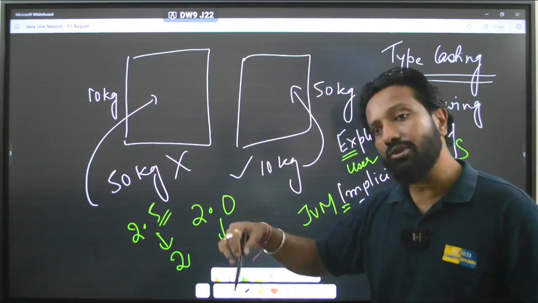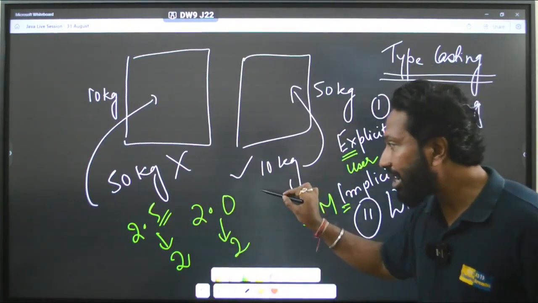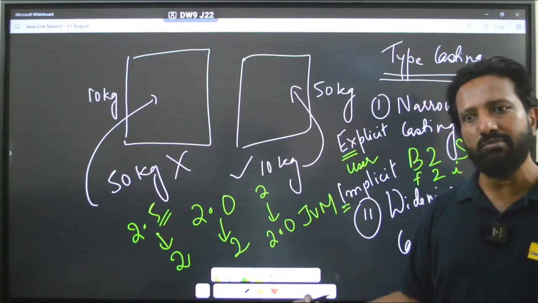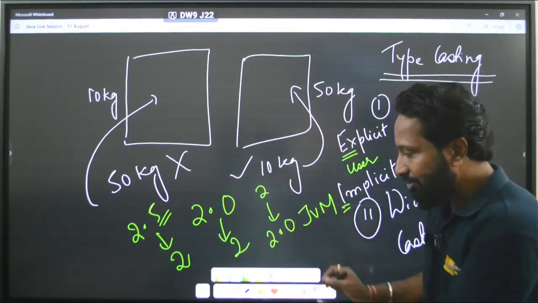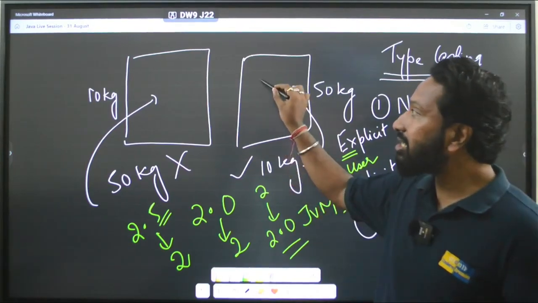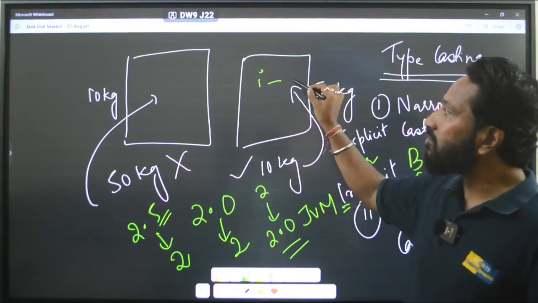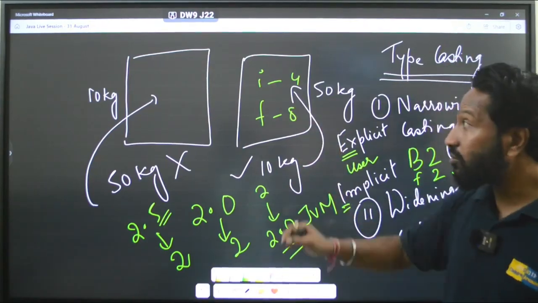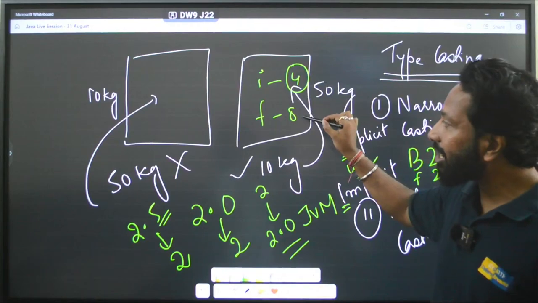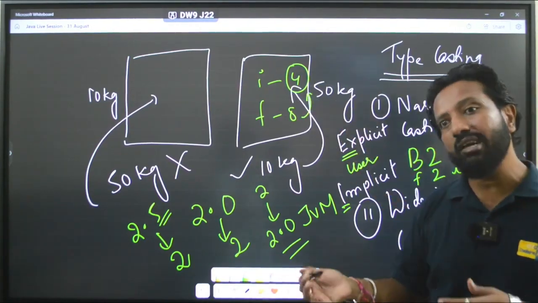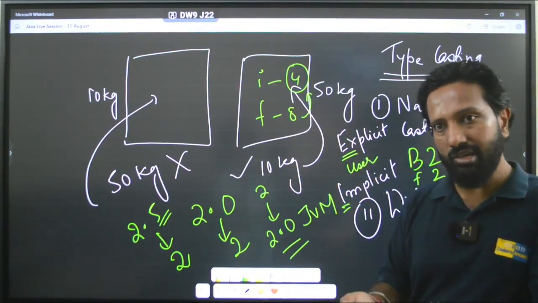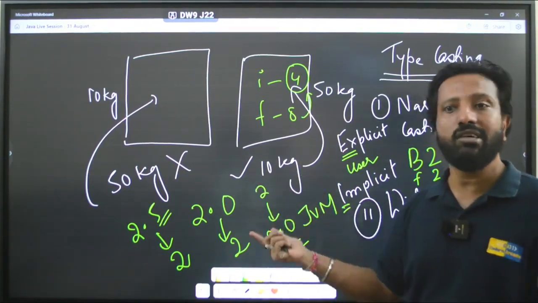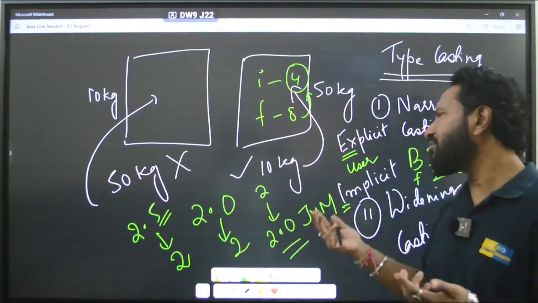And in case of widening casting, what happens? I have 2, I am converting that to 2.0. There is no loss of data, but we are accommodating some extra space because the integer data type size is 4 bytes, and the float data type size is 8 bytes. Obviously, the 4 byte data type cannot hold 8 bytes. That is why we have to do type conversion. But in case of integer to float, I do not have to do any type conversion. That is it about typecasting, guys.